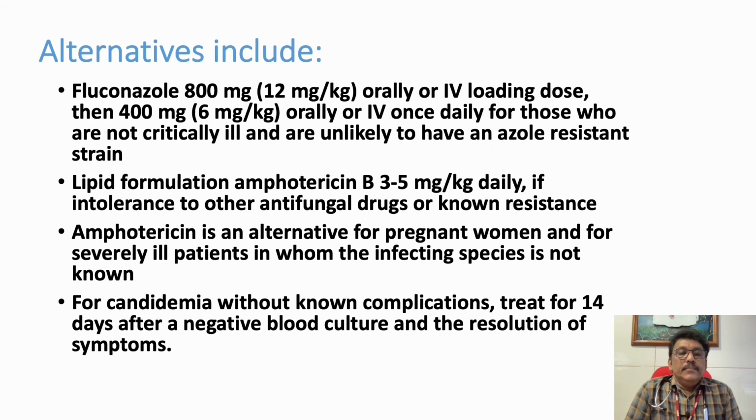Amphotericin B lipid formulation, liposomal amphotericin B, can be given at 3 to 5 mg per kg daily. Potassium should be monitored during the therapy. Regular amphotericin also can be used if the patient's kidneys are normal. If there is no renal failure, regular amphotericin can be tried. If kidneys are abnormal, we can go for liposomal amphotericin or echinocandins.